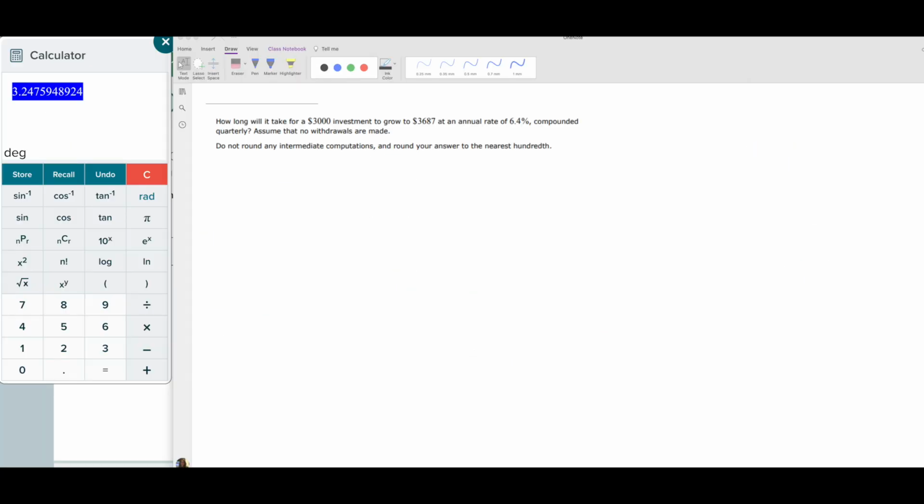All right, so we have, how long will it take for a $3,000 investment to grow to $3,687 at an annual rate of 6.4% compounded quarterly? Okay, so the fact that it says compounded quarterly tells us which formula to use. So we're going to use the formula with the n. And specifically, since we're compounding quarterly, that means we're compounding 4 times a year, so n is 4.